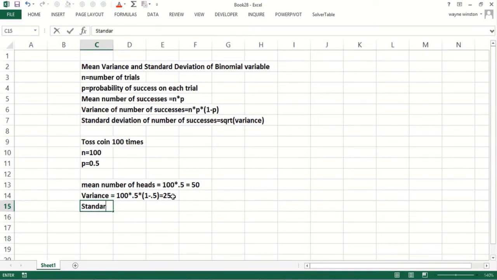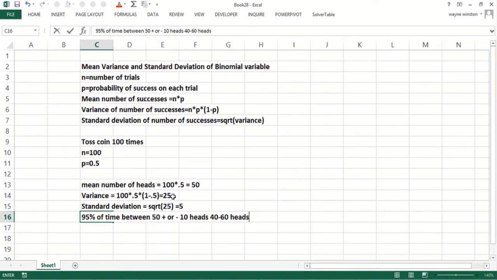And the standard deviation is the square root of 25, which is 5. So we'd expect 95% of the time between 50 plus or minus 2 times 5, which is 10 heads, or 40 to 60. And we found out in the last video that was 96% of the time, so things fit pretty well. Okay, in the next video we'll talk about another important discrete random variable, the Poisson random variable.